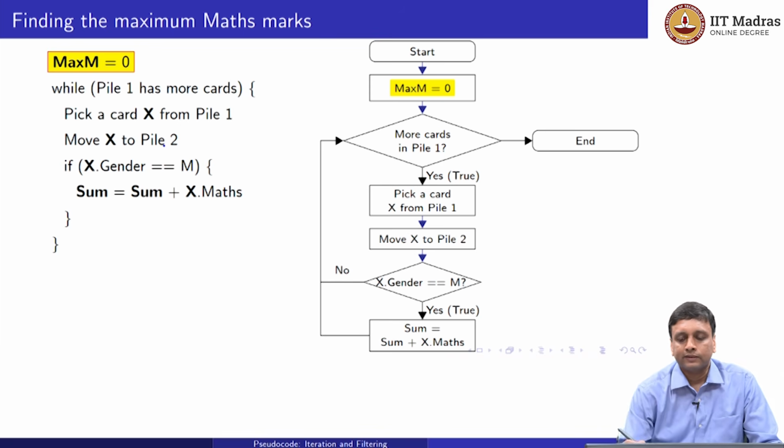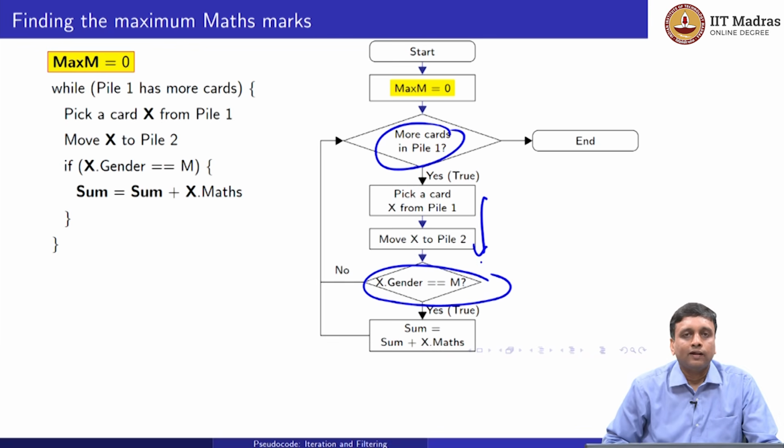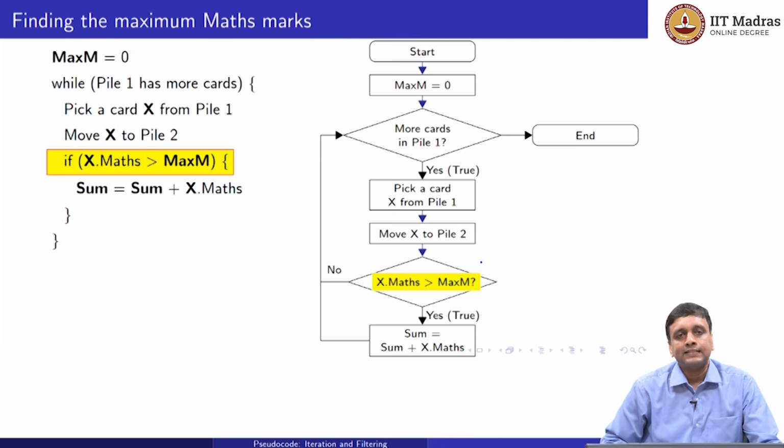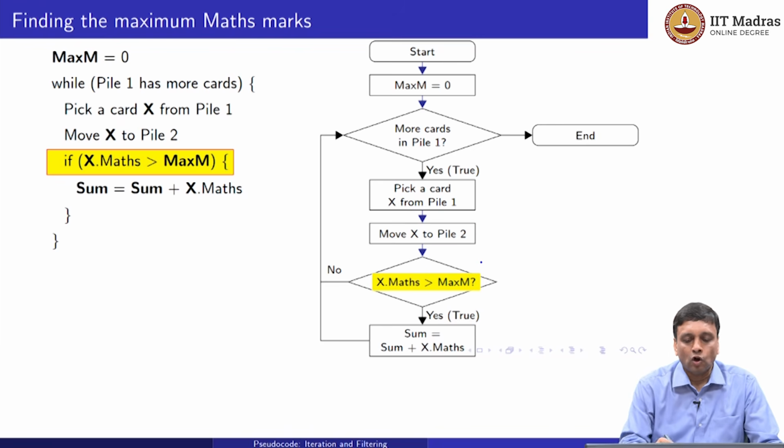Now we come back to the loop, so we check if there are more cards, we pick up the card and so on. And now of course we don't want to check the gender. Rather, we want to check whether the marks that we are seeing on the current card exceed the maximum marks that we have seen so far or not. So at any point in this iteration, max m is the maximum maths marks we have seen so far. So the next step is to change that condition and check whether the maths marks, x dot maths, is bigger than max m, the current maximum. Now if it is bigger than the current maximum, then we have to do something. If it is not, we just go back, right?